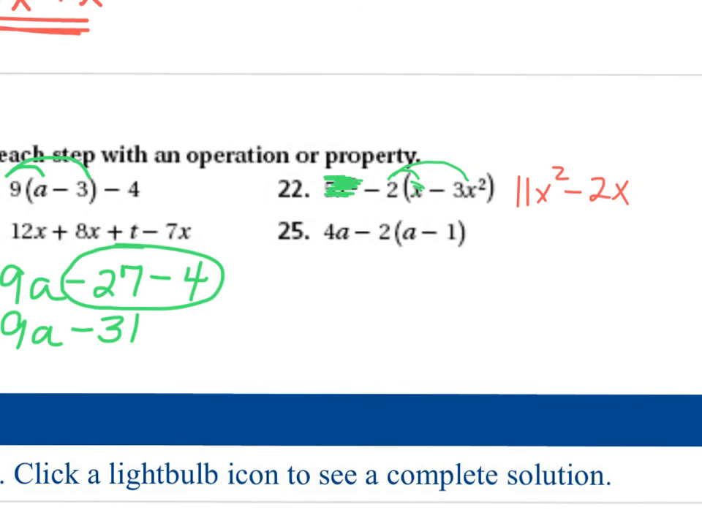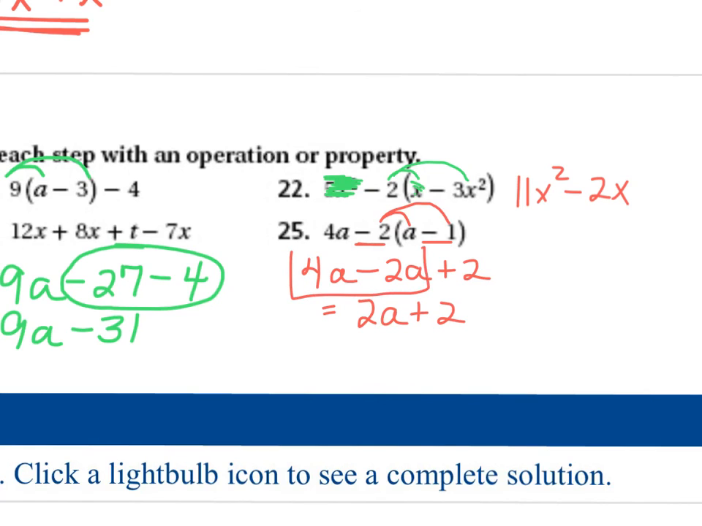And I'm going to have you hit pause right here. Try number 25, and then come back and check and see if you got the same answer as me. Okay, so hit pause. Try this one, watching your signs carefully. All right, and here's my final answer. I distributed that minus 2, and I got 4a minus 2a, and then plus 2 again, because that's a negative 2 times a negative 1 gives me a plus 2. And then I combined the like terms and got 2a plus 2.